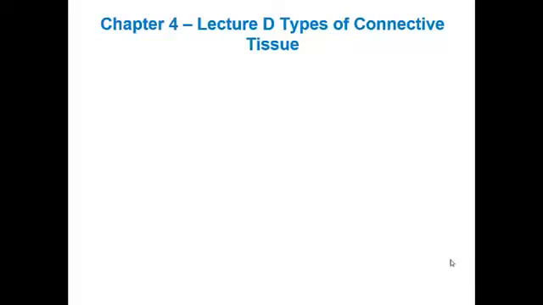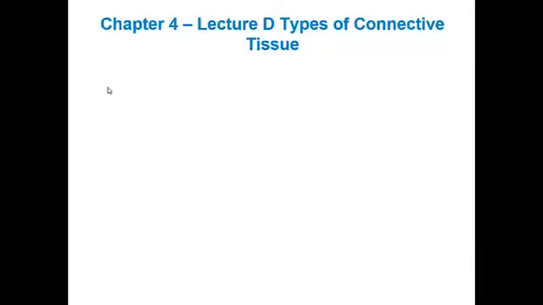When you're learning the different types of connective tissue, it's important that you use Table 4.1 in your textbook as your guide, and this is what we'll be going through as we go through the next few slides. Now you should be able to identify the slides that are in the textbook, but you don't have to identify any microscope slides. You'll be doing this in lab.